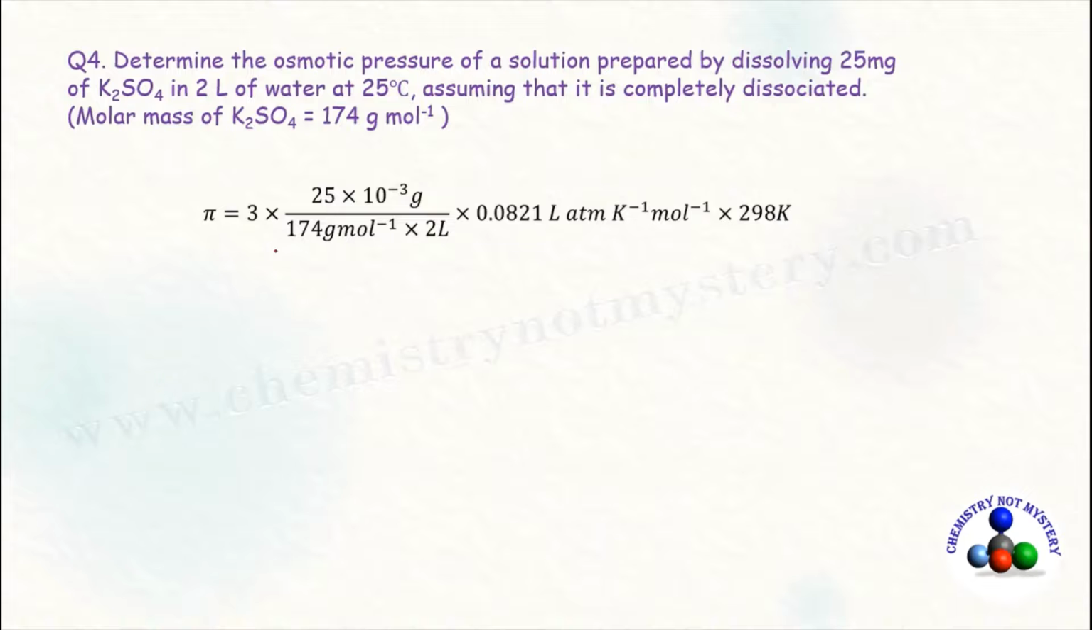Now let's solve this equation. First of all, cancel all the unit terms. Here liter will get cancelled out with liter, gram will get cancelled out with grams, per mole and per mole will get cancelled out, and Kelvin will get cancelled out with per Kelvin.